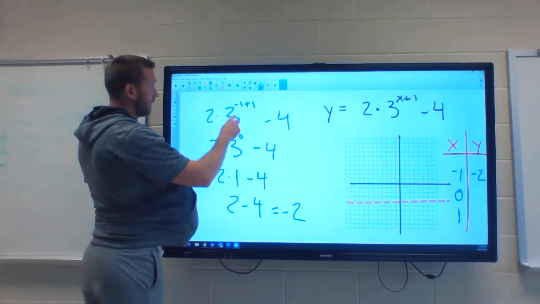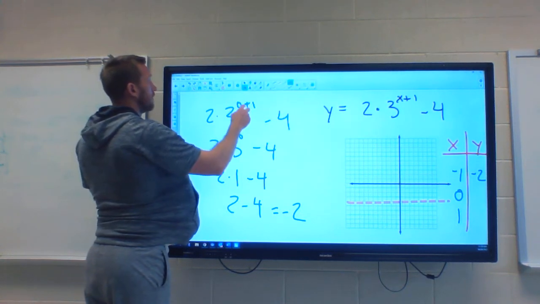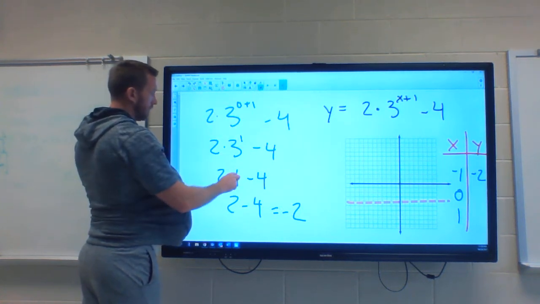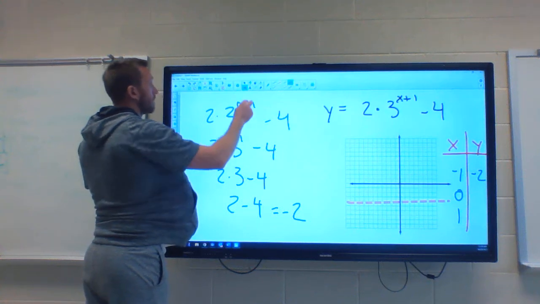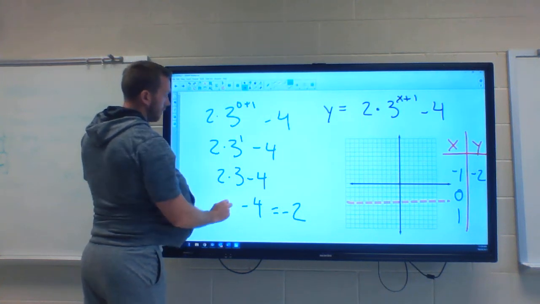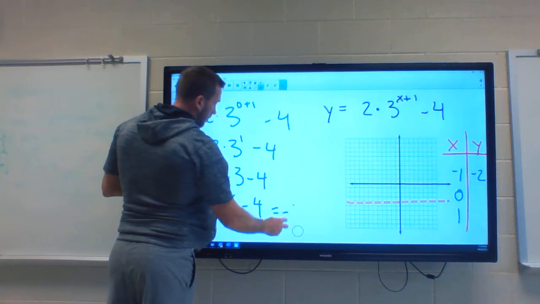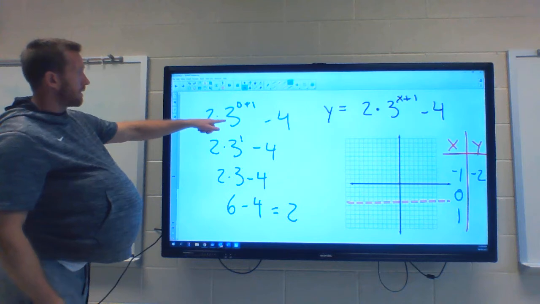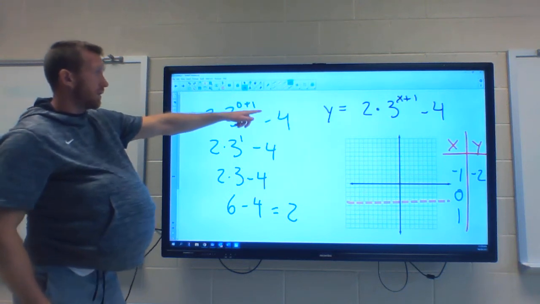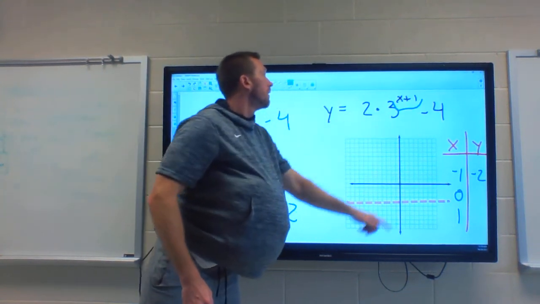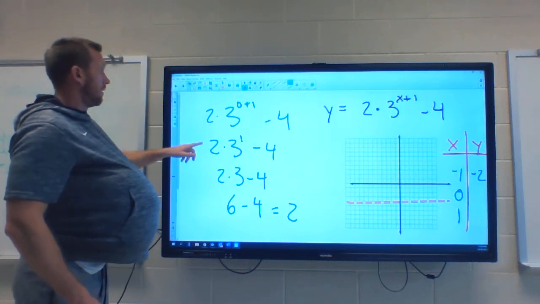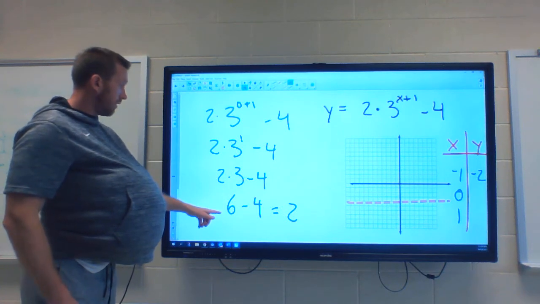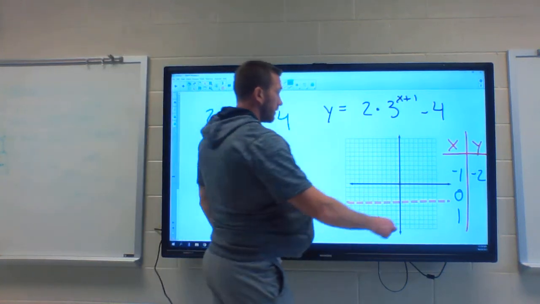Now let's go to the next point. If x was 0, my exponent would be 1, which means this would be 2 times regular 3, which would be 6 minus 4, which would be +2. So I'll do that again. 2 times 3 to the x is now 0 plus 1. We have a plus 1 up there. 2 times 3 to the first minus 4. 2 times 3 minus 4. 2 times 3 is 6. Minus 4 is 2.